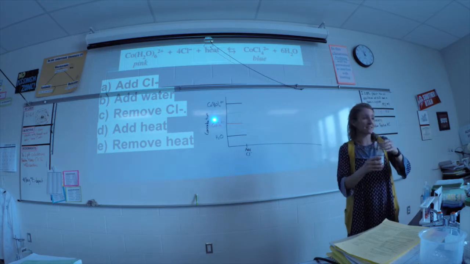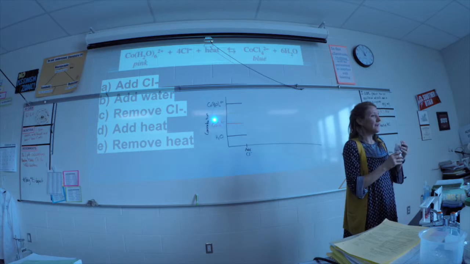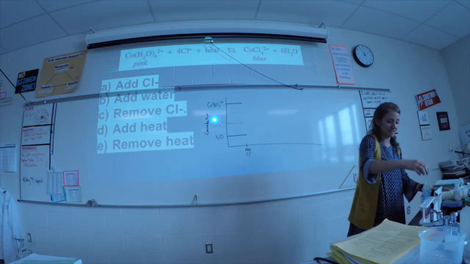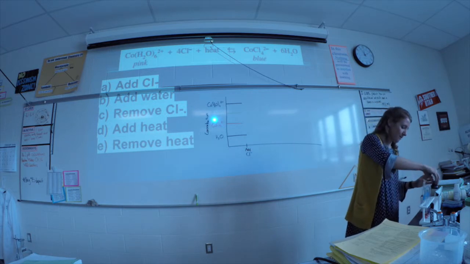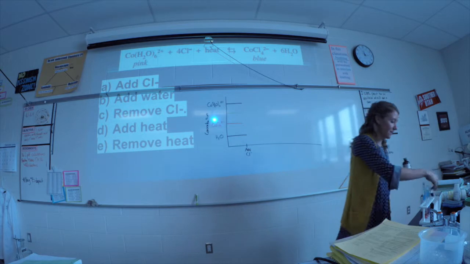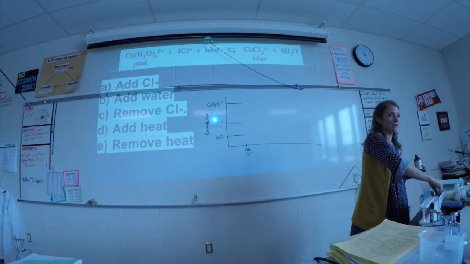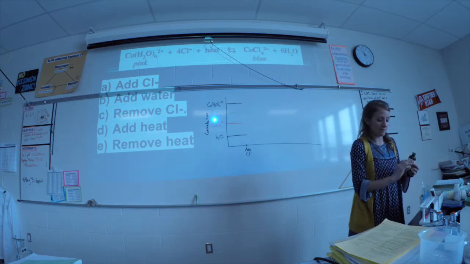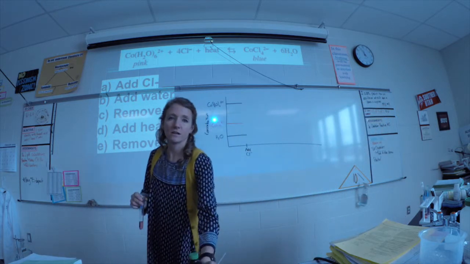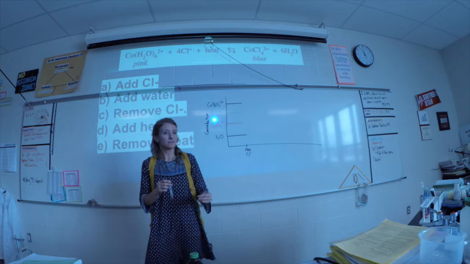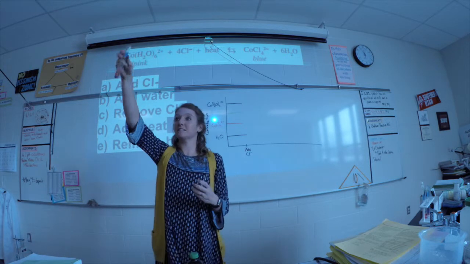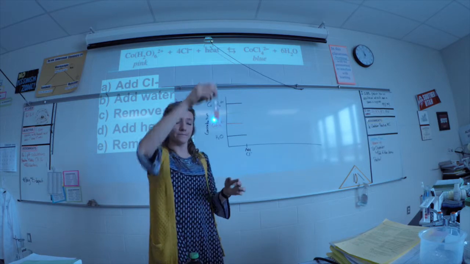Now the first thing we want to answer, just like we've been doing the whole time, is the main shift. So if I add Cl minus, point with your finger the direction that the reaction will shift. Don't say it out loud, but point with your finger. If I add Cl minus, which way should it shift? Good. So if I add Cl minus, it's shifting to the products. So we should see this turn blue.